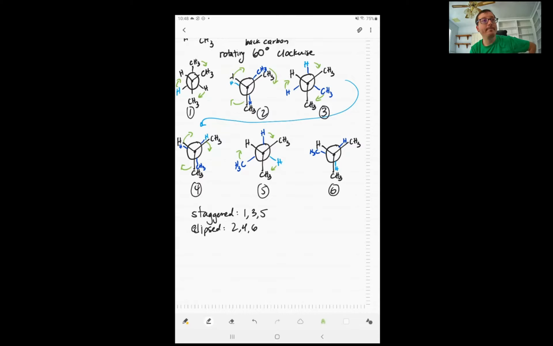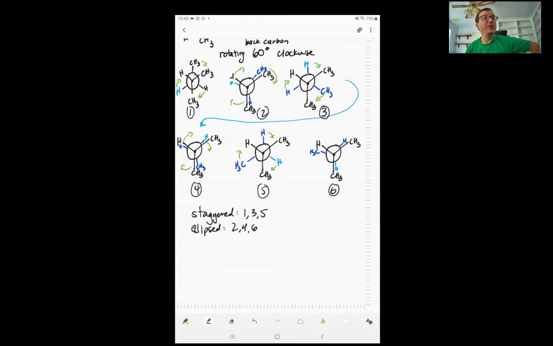Because in the line diagram in the lecture, the eclipsed ones were stacked on top of each other. They're stacked on each other, exactly. And so we're going to see that's the case with 2, 4, and 6 here, that things are stuck on top of each other. And so they're going to be bumping each other. So, if we look at our staggered ones, we can look at those first, 1, 3, and 5.